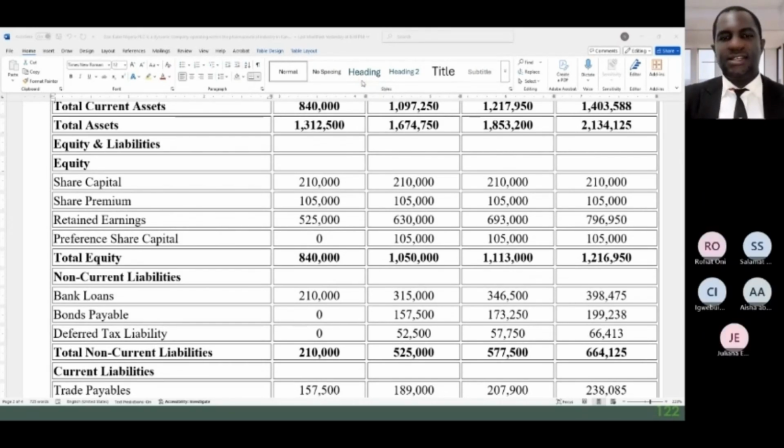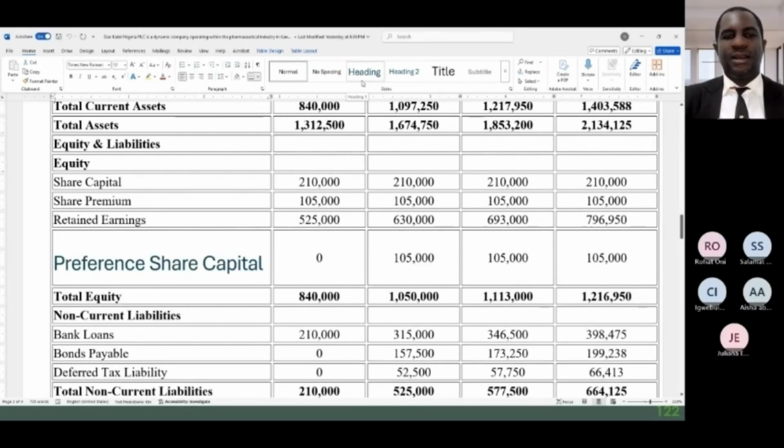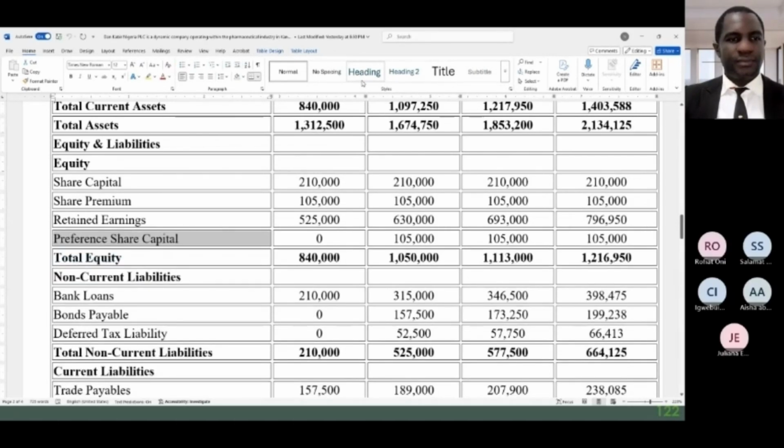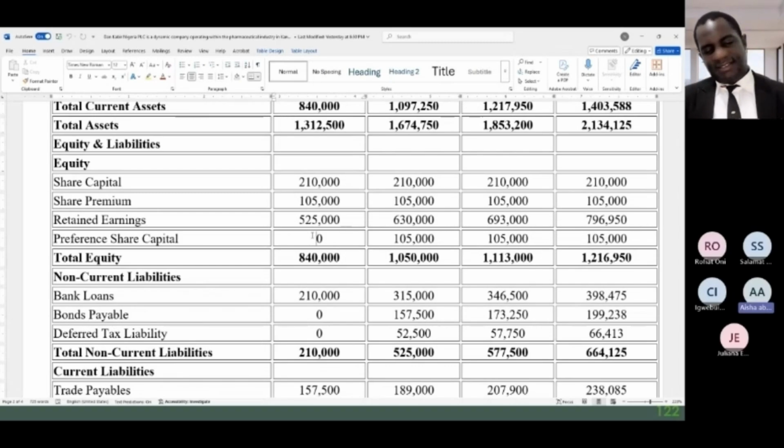Preference shares are special because they have a particular amount that is deducted as preference dividend from the company's profit. So you don't include preference share capital in the calculation of return on capital employed because of that restrictive covenant. It's called restrictive because whether you make profit or not, you must give them their dividend. First to be paid. Exactly, that's why we don't include it. Okay, thank you.